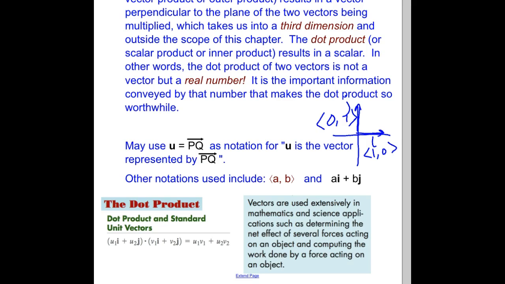Vectors are used extensively in mathematics and science applications, such as determining the net effect of several forces acting on an object and computing the work done by a force acting on an object. Again, those are two applications that we aren't going to get to today. All right, but you will see them when you start learning about vectors in calculus. Or you can study them tonight if you want.